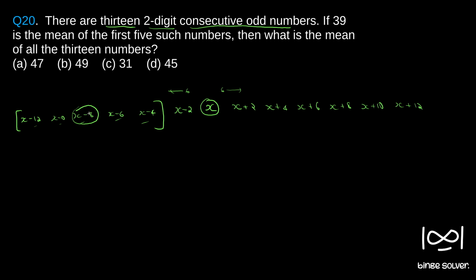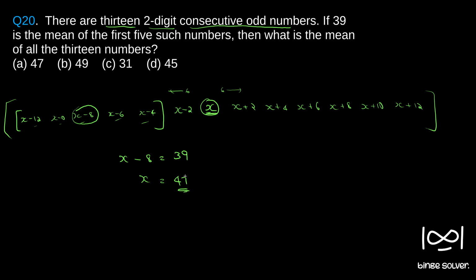So here it is very simple. The middle number will be the mean of the first 5 numbers. So the middle number is x minus 8. It is given that x minus 8 is 39, so x is 47. Now the question asks, what is the mean of all the 13 numbers? What will be the mean of all the numbers in consecutive numbers? It will be the middle number. Since we constructed with x as the middle number, the mean of all these numbers will be x itself, which is 47. We already found it out.